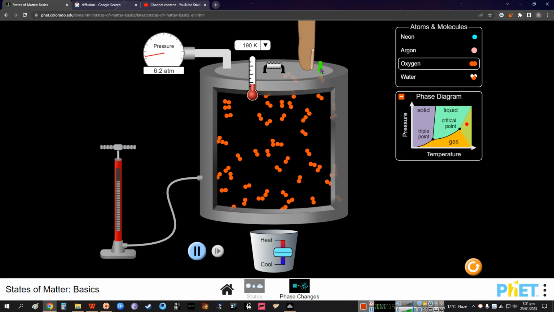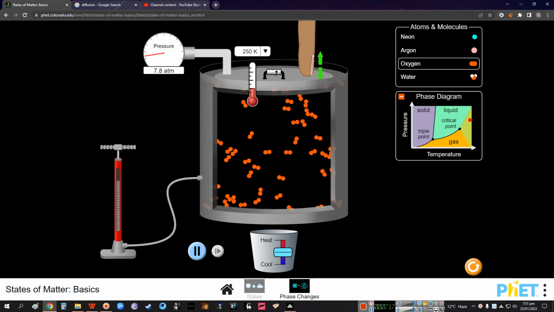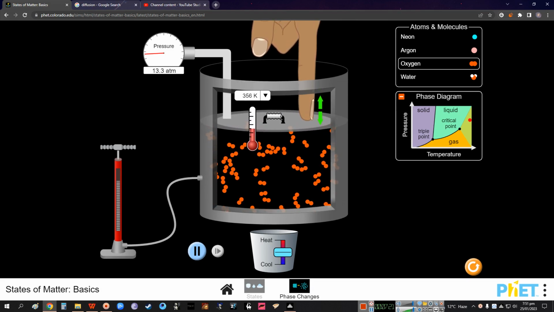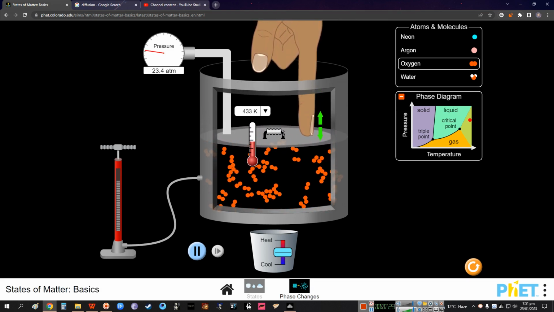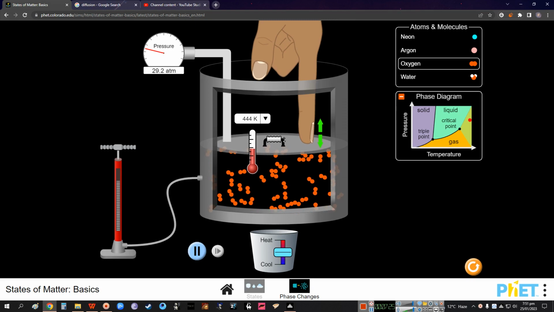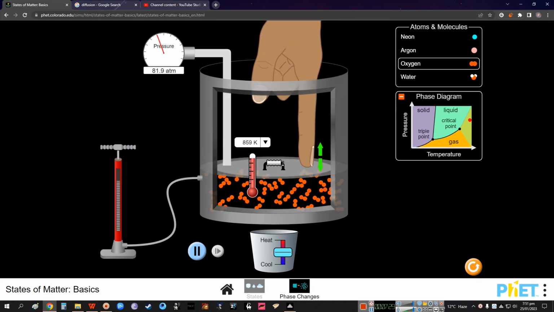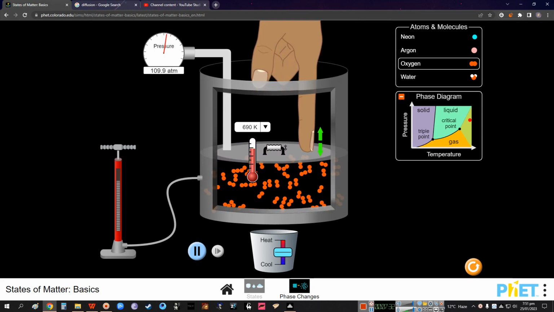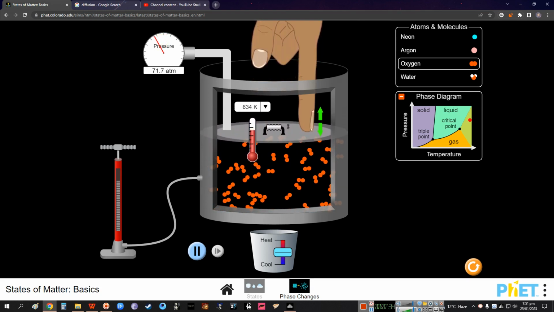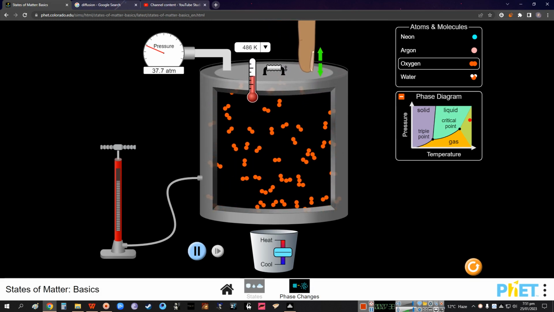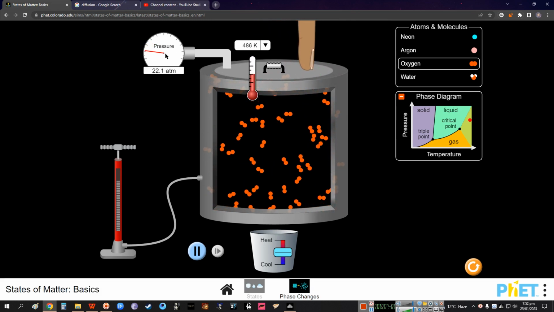Now I'm going to increase the pressure. As you can see, as soon as I increase the pressure, the collisions are getting more violent, hence the energy of the particles is increasing, causing the temperature to rise as well. So increase in pressure causes an increase in temperature, and if I reduce the pressure, you can see the temperature is also going down dramatically. You can see this red thermometer as well as this pressure gauge is telling you this.